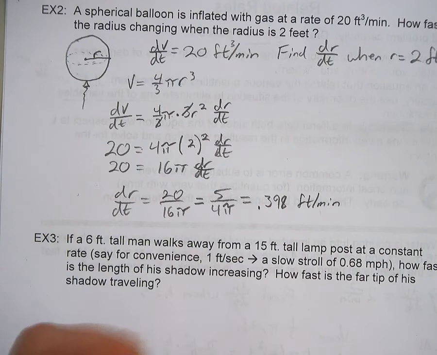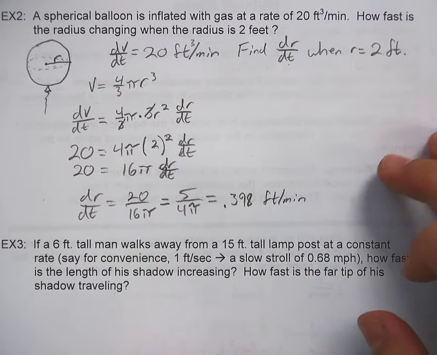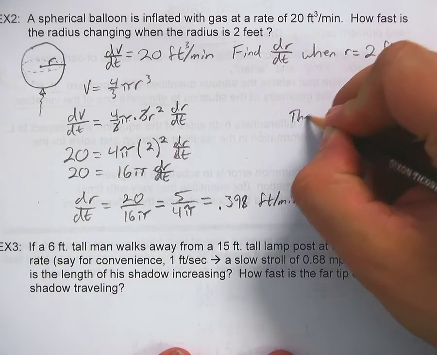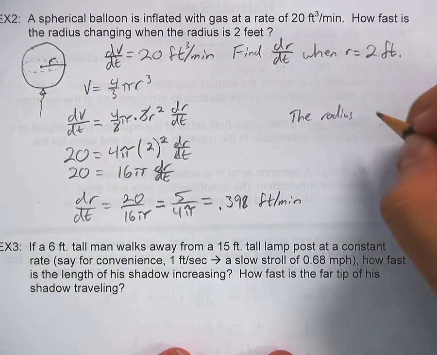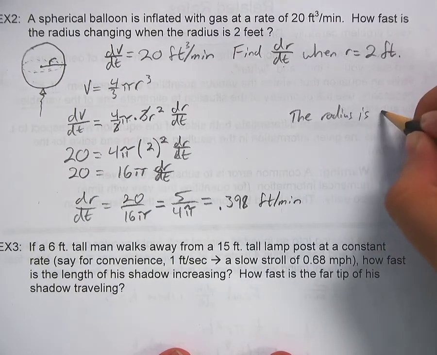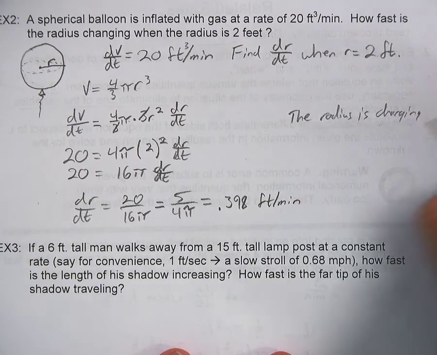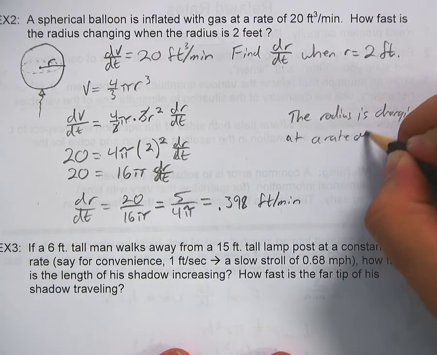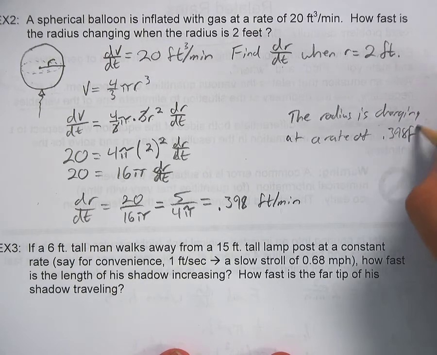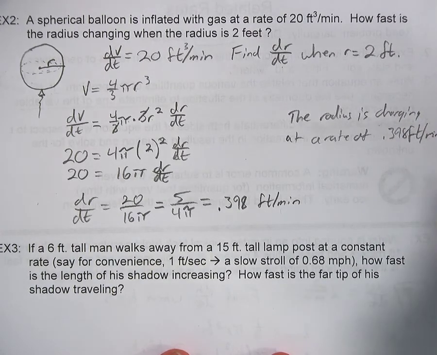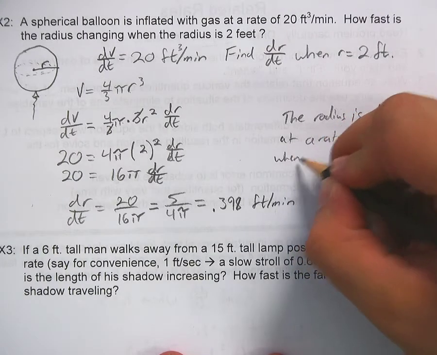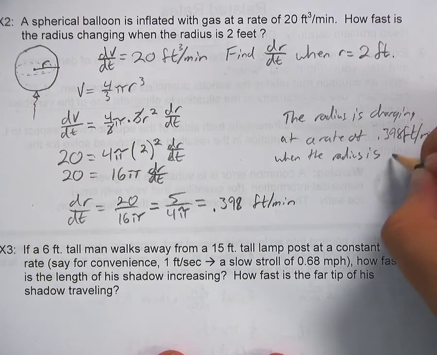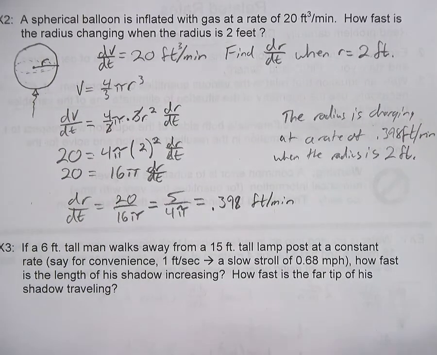So what does that mean? Let's talk about what it means applied to my life. This means that the radius is changing at a rate of 0.398 feet per minute when the radius is 2 feet. Again, I apologize about the horrible handwriting.